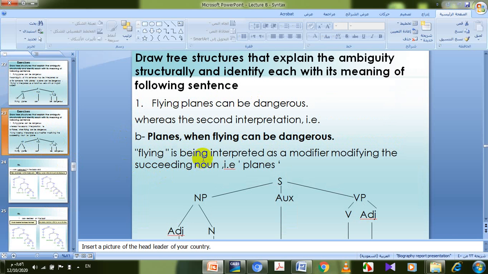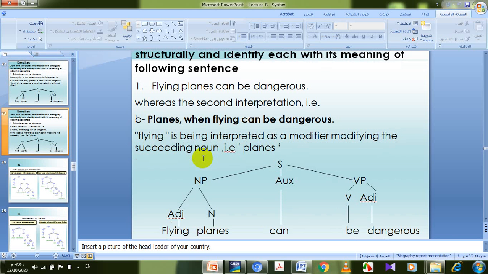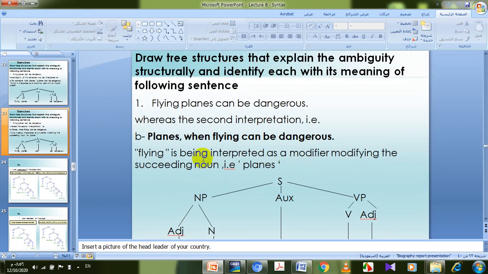Okay, this is the second part. The second interpretation of "flying planes can be dangerous" is planes. We are done with the first one. Planes, when flying, can be dangerous. Here "flying" functions as an adjective: planes which are flying.